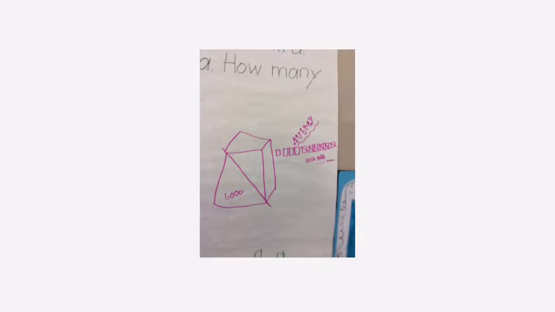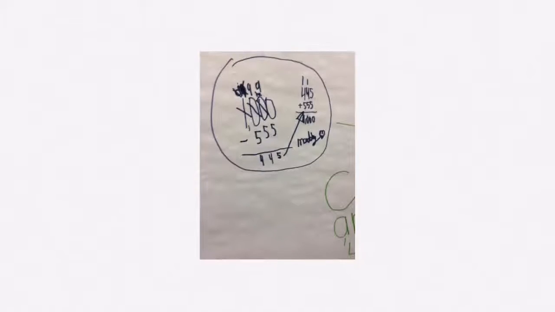Then I crossed out one more so I could have 10 tens and take away 5 of them. So then I took away another so I could have 10 ones and take away 5. So I took away 5, and that left me with 445.